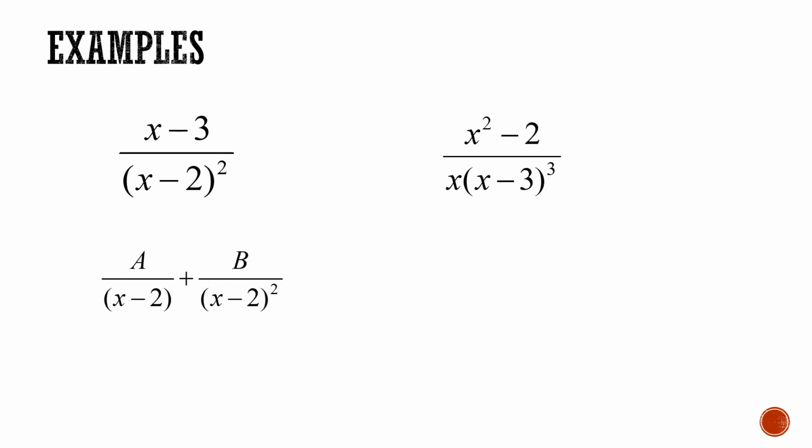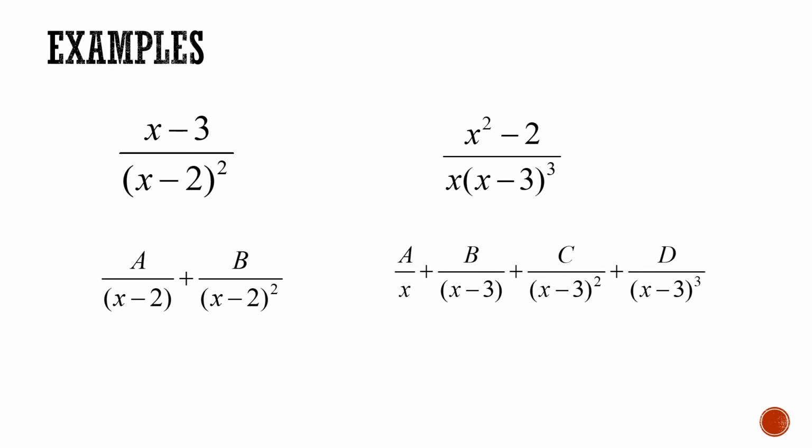For the second example, this one's a little bit different because it's a combination of 2 cases. The first part, x, which is the first case, and the (x minus 3) cubed, which is the second case. So it's also possible to combine cases together. So what we end up with is this: A over x, because it's a distinct linear factor, and then of course to the power of 1, B to the power of 2, C, and finally to the power of 3, D. And once again, the process would be the same. Multiply everything through by the LCD, make a linear equation, and solve.